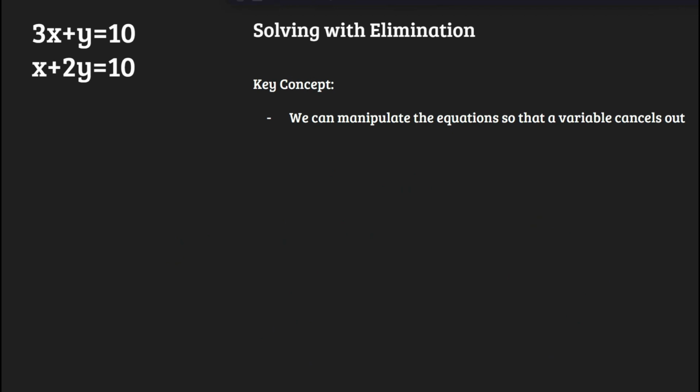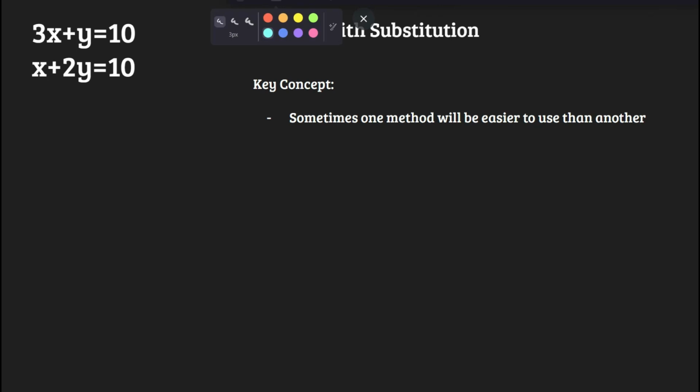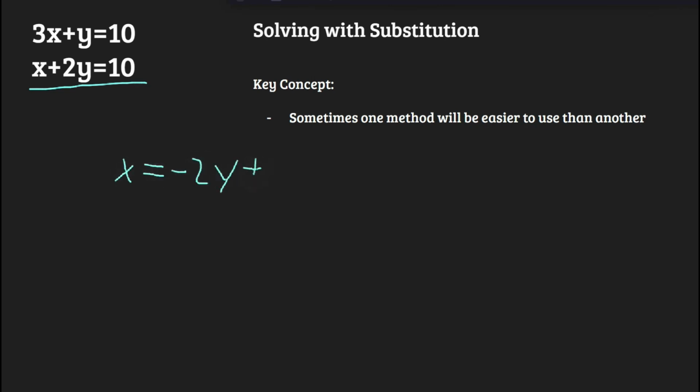Now let's solve this with substitution. So the first thing I need to do is isolate a variable, right? That's our first step here always, is we have to isolate a variable. So let's isolate the x here by subtracting 2y from both sides. So x is equal to negative 2y plus 10. Now let's substitute in this negative 2y plus 10 in for the x in that first equation.